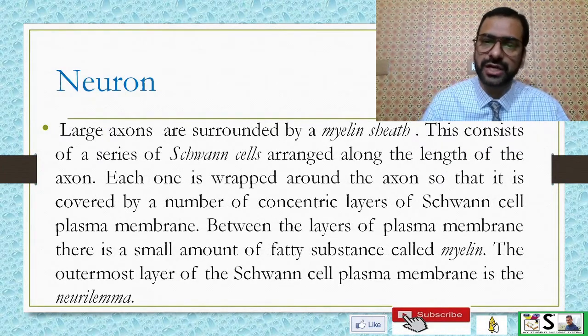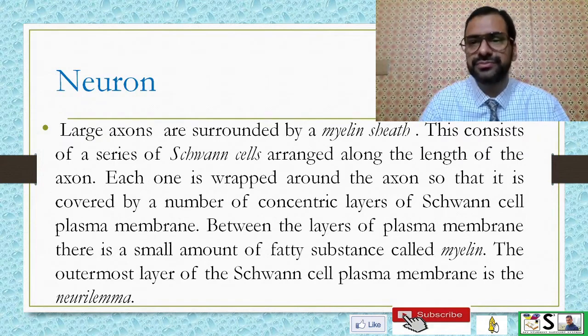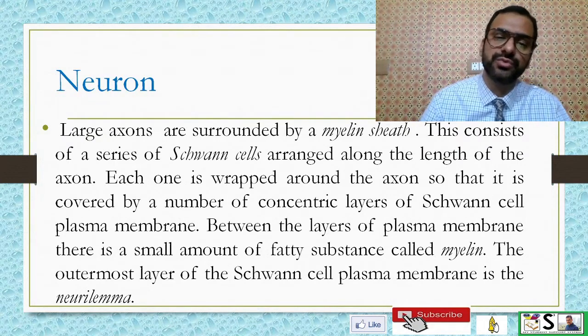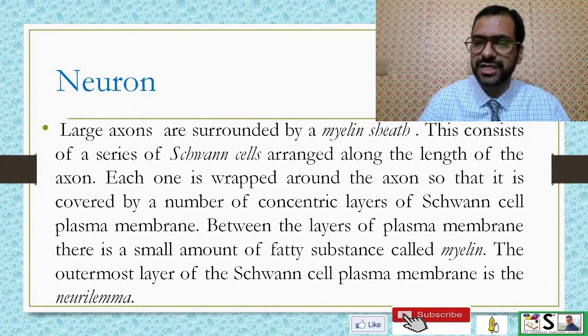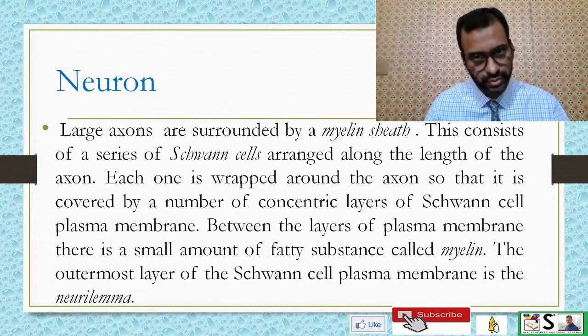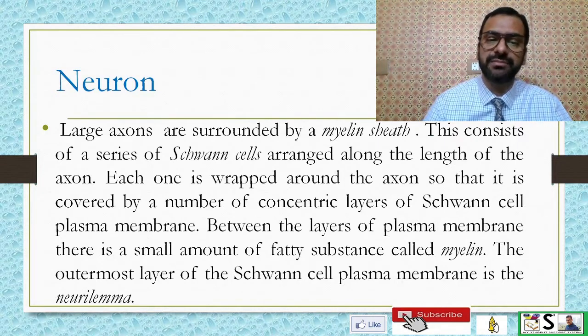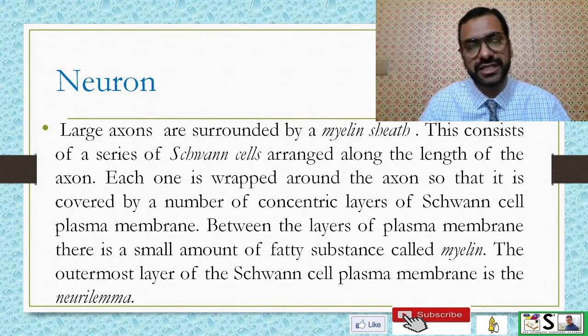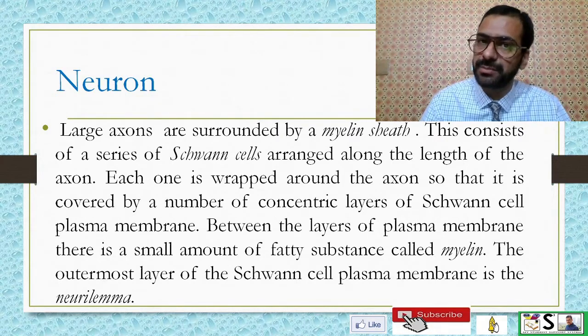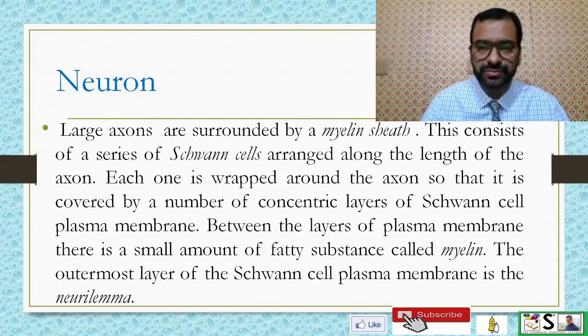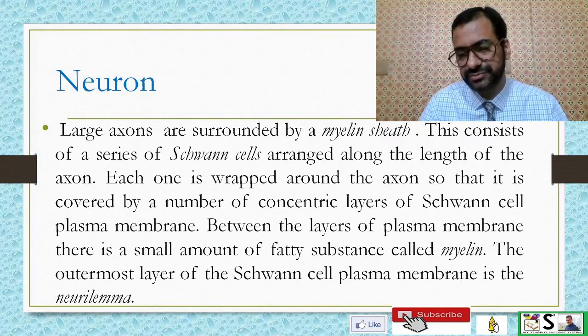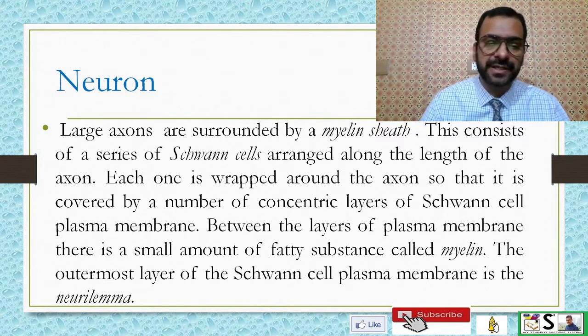Large axons are surrounded by a myelin sheath. This consists of a series of Schwann cells arranged along the length of the axon. Each one is wrapped around the axon so that it is covered by a number of concentric layers of Schwann cell plasma membrane. Between the layers of plasma membrane, there is a small amount of fatty substance known as myelin. The outermost layer of the Schwann cell plasma membrane is known as neurilemma.